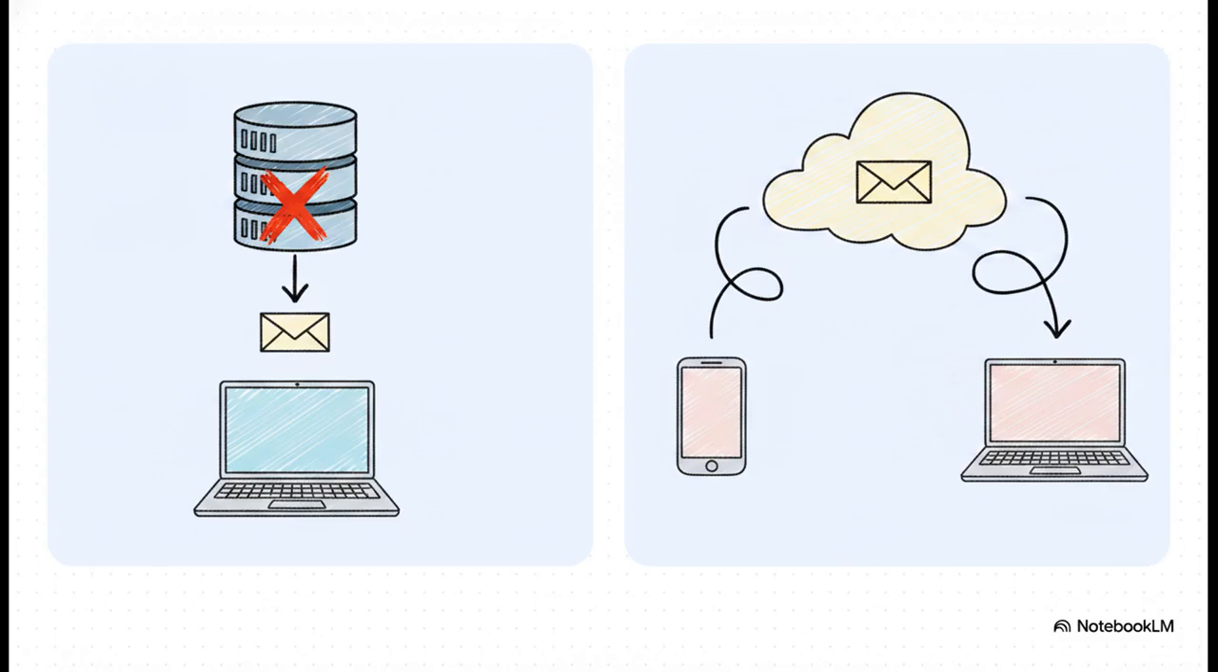You've got POP3, which is kind of old school. It simply downloads your emails to your local computer and then deletes them from the server entirely. That's super easy on the server, but it's pretty terrible for you if you want to read your mail on both your phone and your laptop.